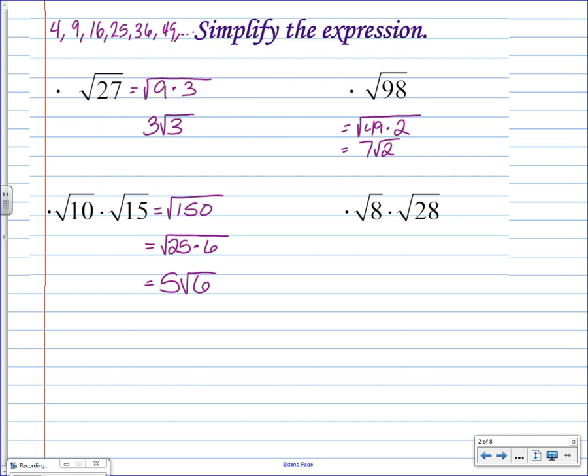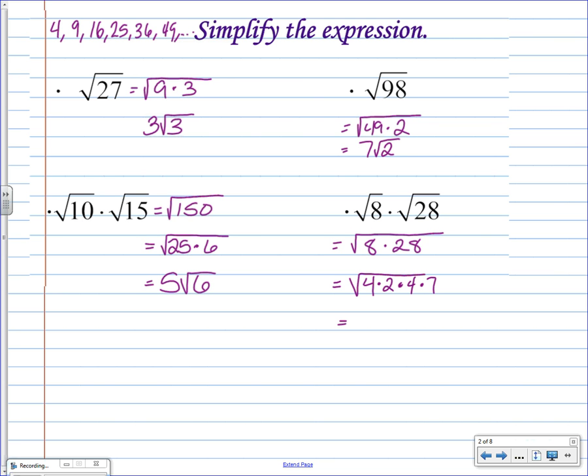Okay, we're going to move on to 8 and 28. Instead of multiplying those together, I'm going to keep them separate and do this one a little differently. So I'm going to put them inside the same square root. So I have 8 times 28. What times what is 8? 4 times 2. And what times what is 28? 4 times 7. Great, so now I have two perfect squares.